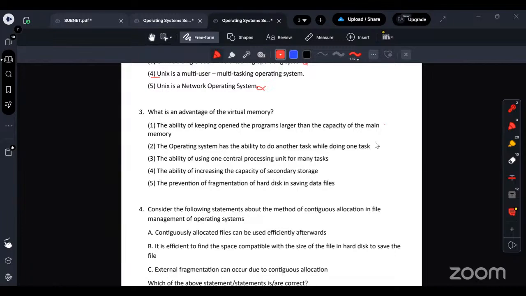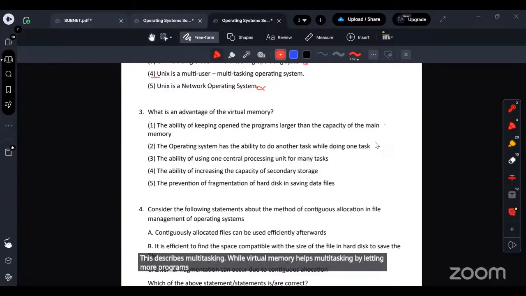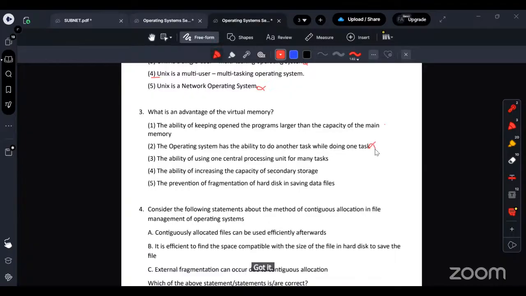No, right? That's not about virtual memory. But what does it describe? This describes multitasking. While virtual memory helps multitasking by letting more programs stay open, this is not the definition or direct advantage of virtual memory. Got it? So it doesn't come under this.